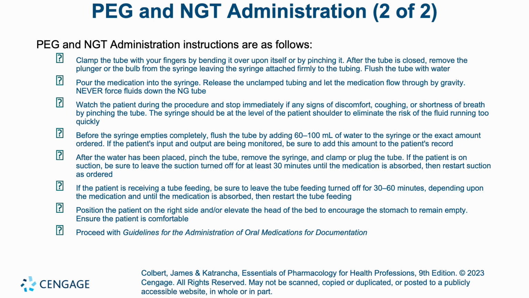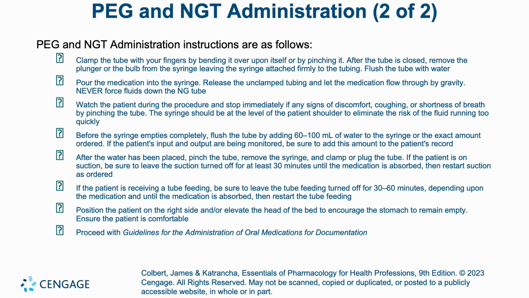Stop immediately, by pinching the tube, if any signs of discomfort, coughing, or shortness of breath occur. The syringe should be at the level of the patient's shoulder to eliminate the risk of the fluid running too quickly. If they start coughing or acting like they can't breathe, we want to make sure that we're not accidentally feeding the lung, is what we call it. Again, if you did your checks, this shouldn't be an issue. But if the tube migrates at all and liquid is going into the lung, that's a medical emergency.